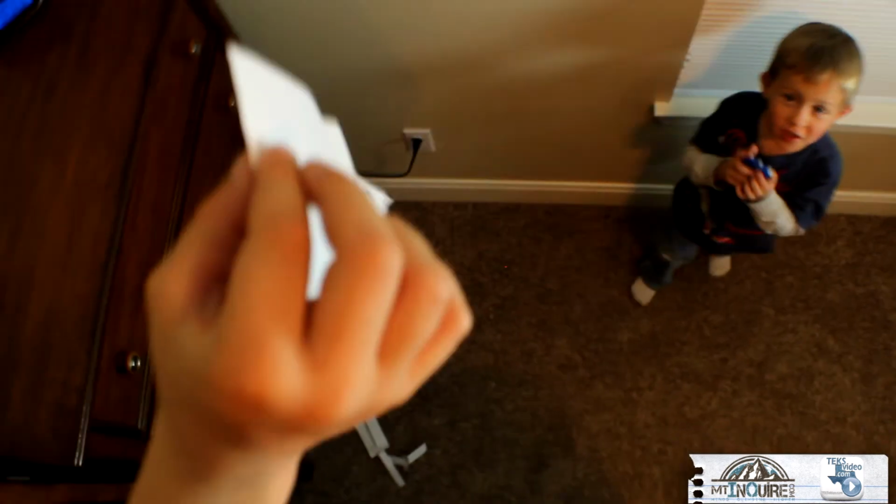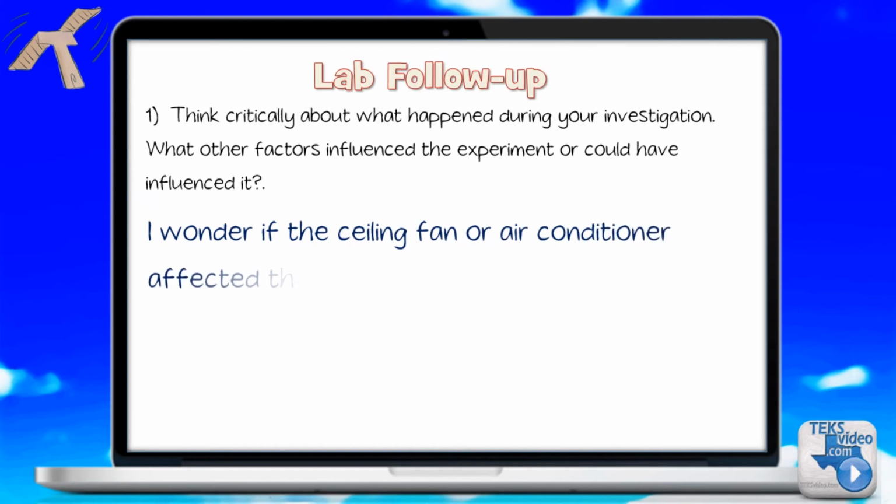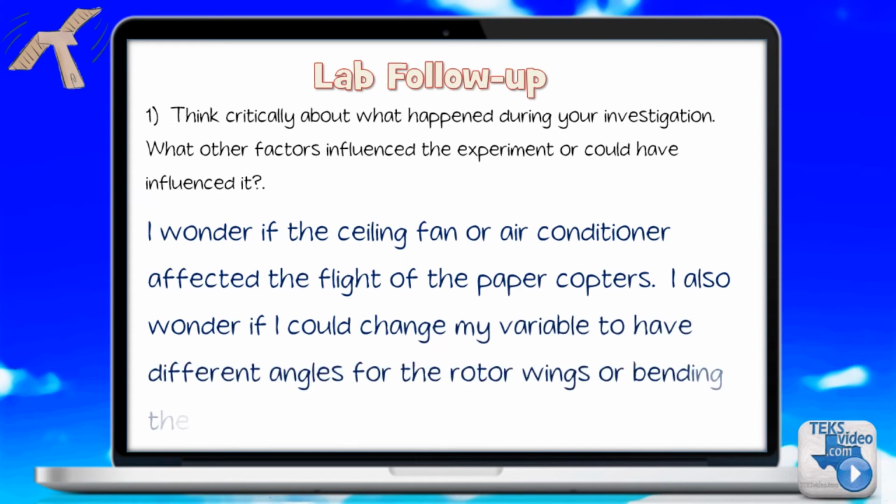You may also want to consider other factors or variables that influence your experiment, or consider what else might be an influence in your investigation. For example, in our paper helicopter investigation, I state as a follow-up, I wonder if the ceiling fan or air conditioner affected the flight of the paper copters. I also wonder if I could change my variable to be various angles that the rotor wings have, or bending the tips of the wings up or down. You may complete the second prompt of the lab follow-up document if time allows.